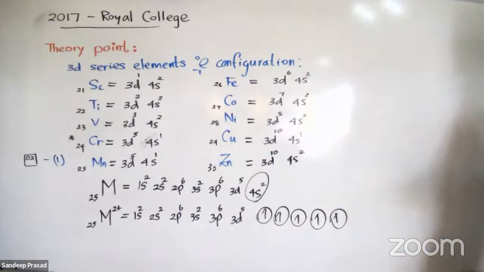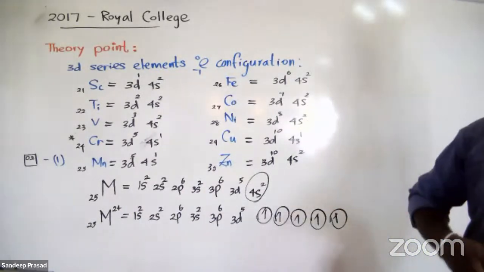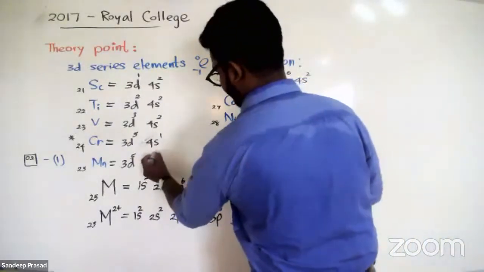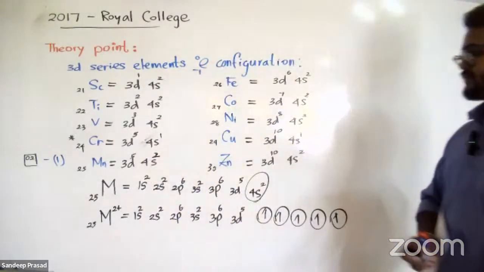So this is the theory point, right? This is the theory point. Manganese is 3d5, 4s2, right?